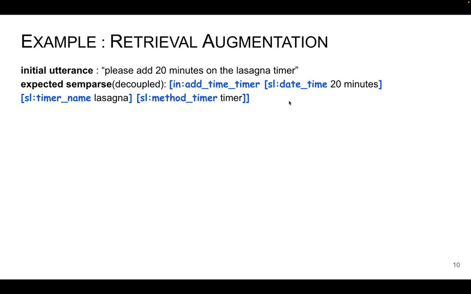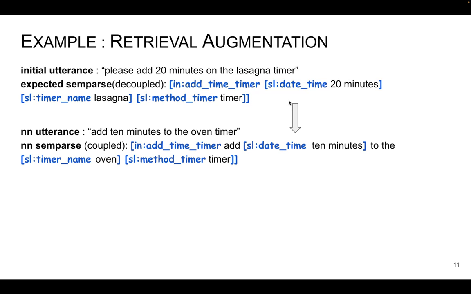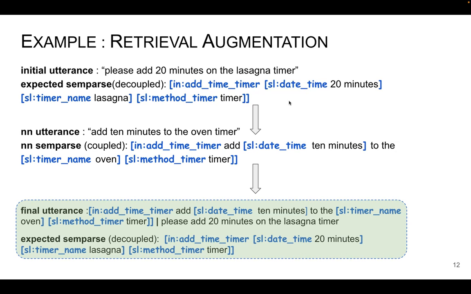Let me give you an example of this. The same thing: please add 20 minutes on the lasagna timer. The expected semantic parse is shown. Now I get the nearest neighbor utterance, which is add 10 minutes to the oven timer. Now I get the nearest neighbor semantic parse, which is given in the training data itself. And now the final input will be a combination of this retrieved semantic parse plus the original utterance, and the task is again to get the expected semantic parse. So this is how we do retrieval augmentation.